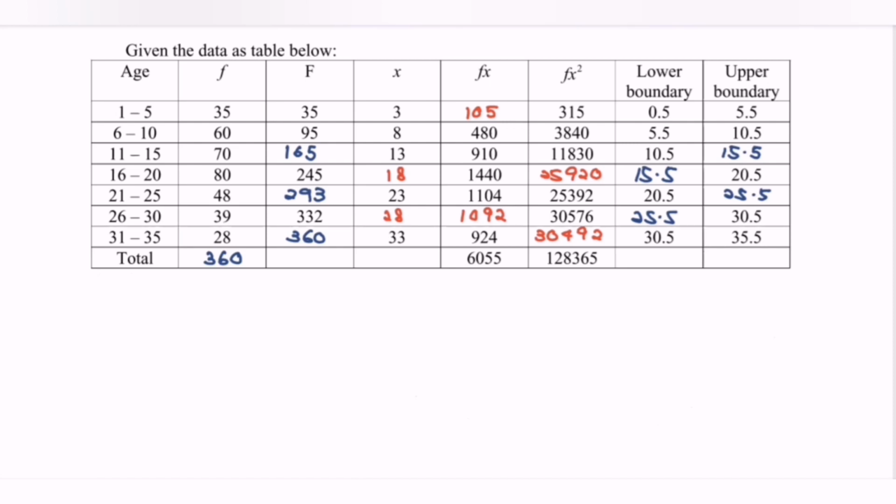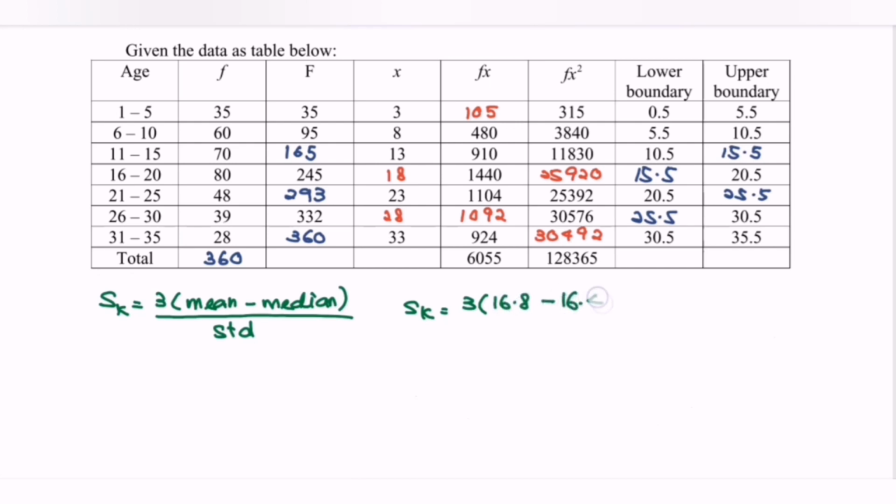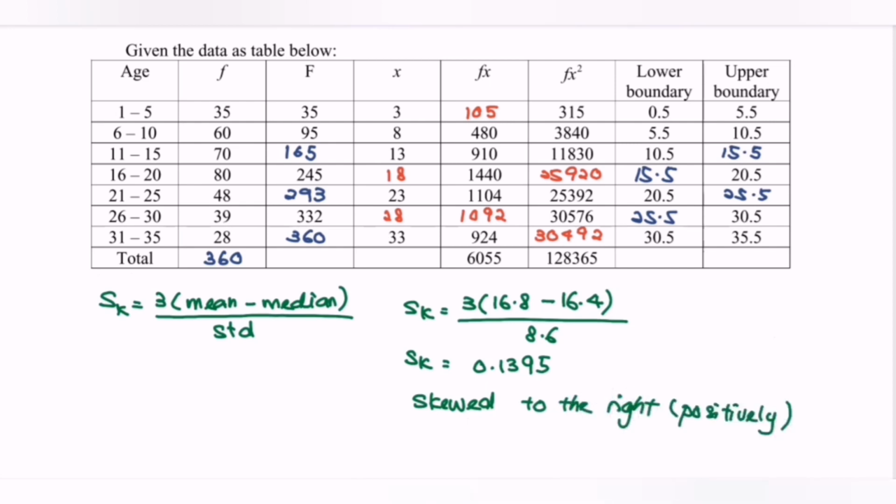Next, what we have to do is to find the Pearson coefficient of skewness. We denote it as SK equal to, we have the formula, 3 multiplied with the mean minus the median over the standard deviation. So kindly substitute the value. We will have SK equal to 3 multiplied with the mean, which is 16.8, minus the median 16.4, over the standard deviation 8.6. So referring to the calculator, we have the value 0.1395. From here we can interpret the situation as skewed to the right, or we can say it is positively skewed.